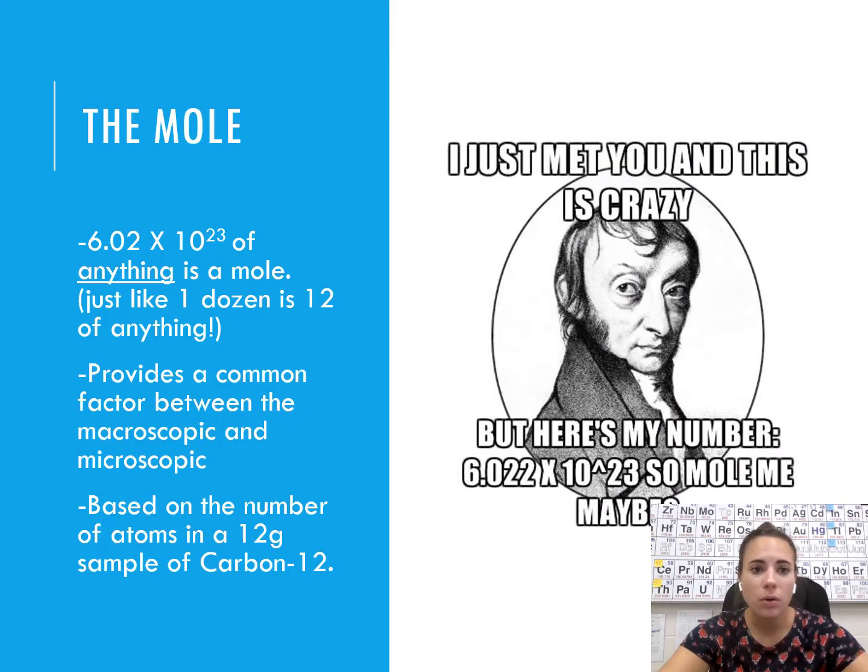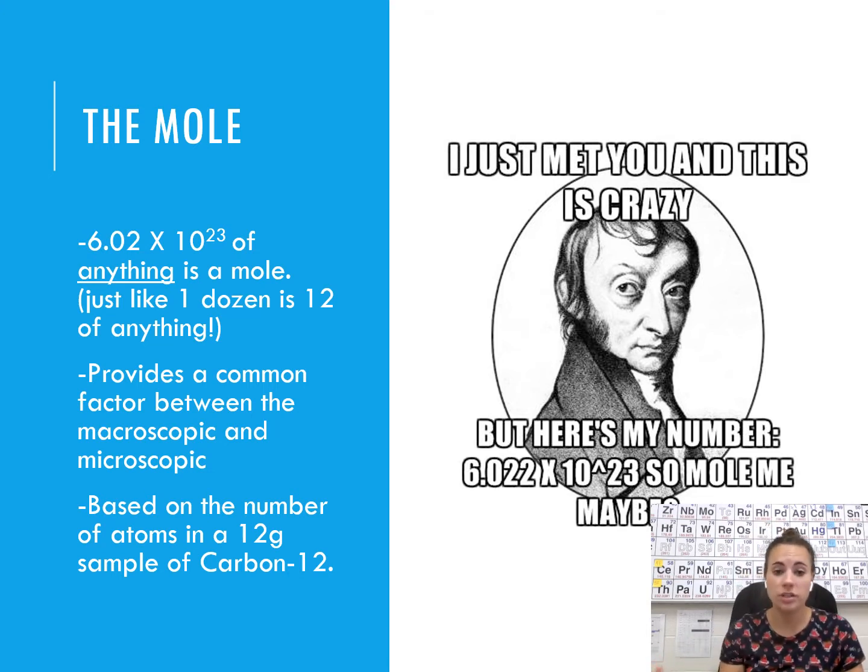So the mole is often referred to as Avogadro's number because Avogadro discovered it. The mole is 6.02 times 10 to the 23rd anything. Just like I could say a dozen eggs, a dozen songs, a dozen granola bars, you would know I meant 12. Well, if I say a mole, you know I mean 6.02 times 10 to the 23rd. The reason it seems scary is because it's so big. But it is so big.